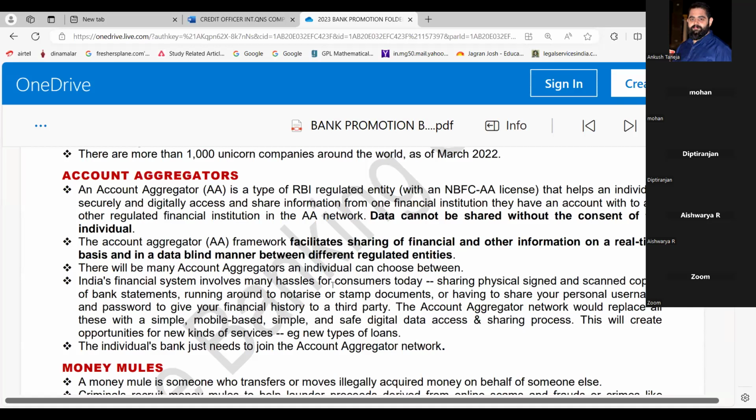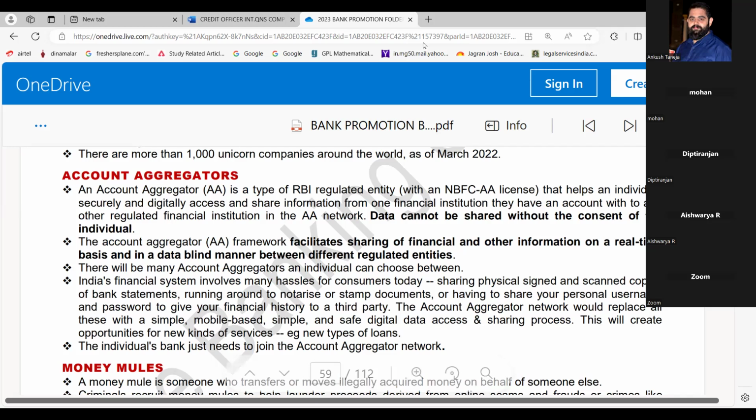India's financial system involves many hassles for consumers today, namely sharing physical signed or scanned copies of bank statements, running around to notarize or stamp documents, or having to share your personal username and password to give your financial history to a third party. The account aggregator network would replace all these with a simple, safe, mobile based digital data access and sharing process. This will create opportunities for new kinds of services, for example, new types of loans. The individual's bank just needs to join the account aggregator network. That's all, sir.